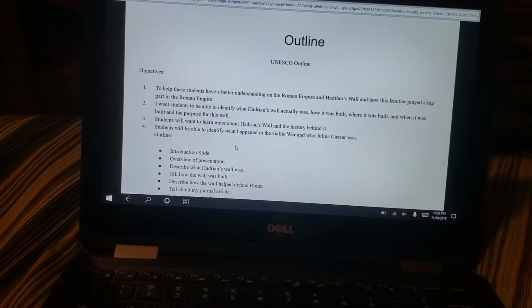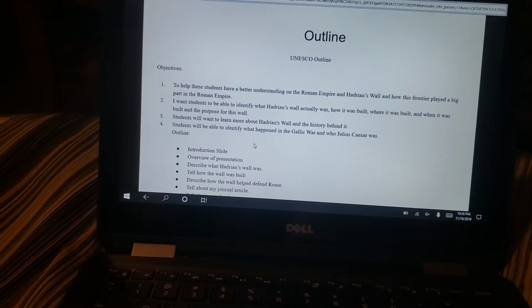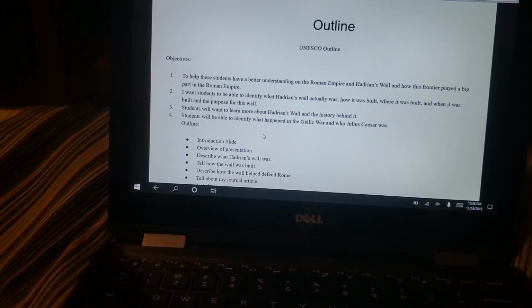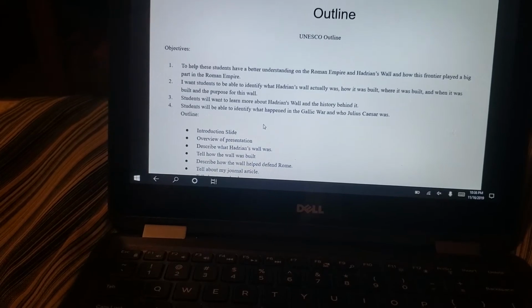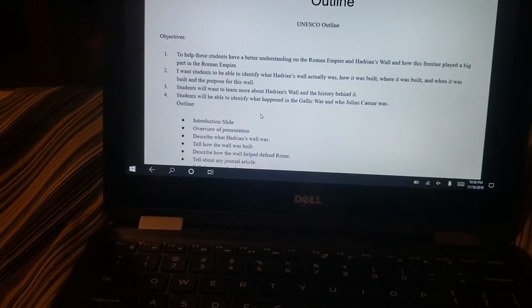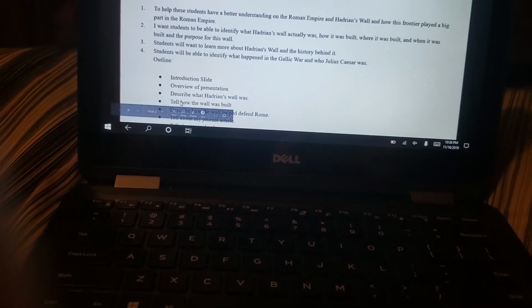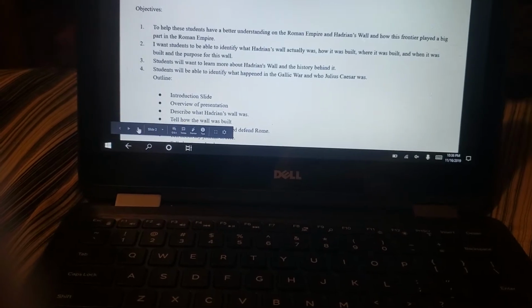Then I'll start my introduction slide. Overview of the presentation: describe what Hadrian's Wall was, tell how the wall was built, describe how the wall helped defend Rome, and tell about my journal article.